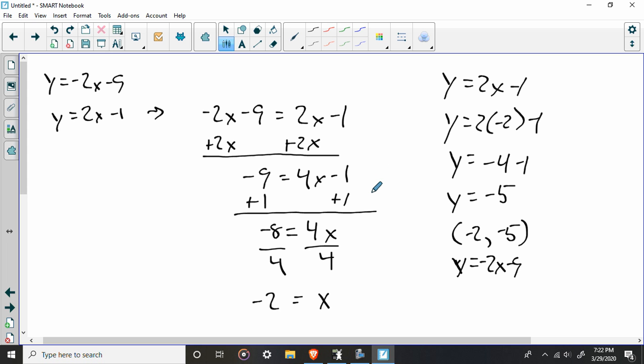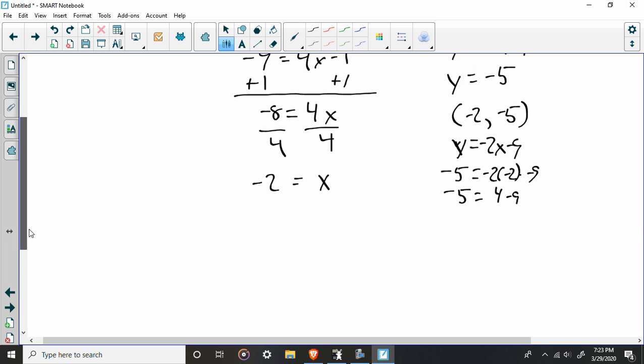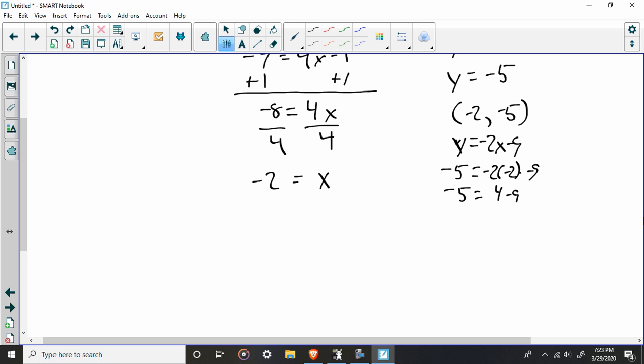Hi. Okay, so we're going to go ahead and plug in this negative 2 here for x, and negative 5 here for y. And my wife, Melissa, is going to tell you that negative 2 times negative 2 is 4. 4 minus 9 is negative 5. Negative 5, very good.